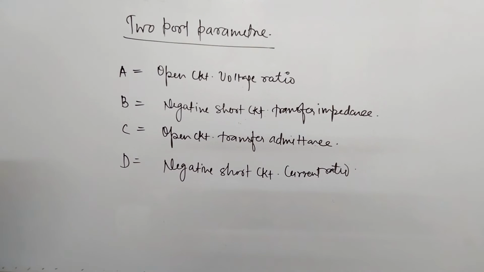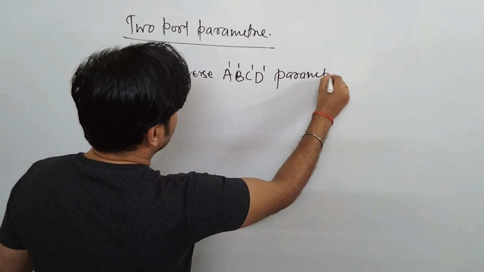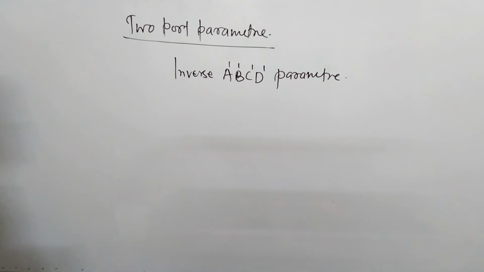now we go for the inverse ABCD parameter. It is similar to H and G. Here it is A dash, B dash, C dash and D dash. Okay, so now it is referred to as inverse ABCD parameters. Now we will see the equation for inverse ABCD parameters.